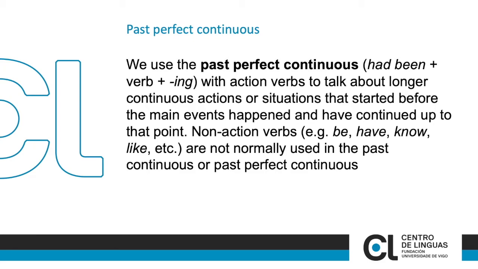We form the past perfect continuous using the verb to be in the past perfect. We say had been plus verb plus ing. Let's look at some examples.